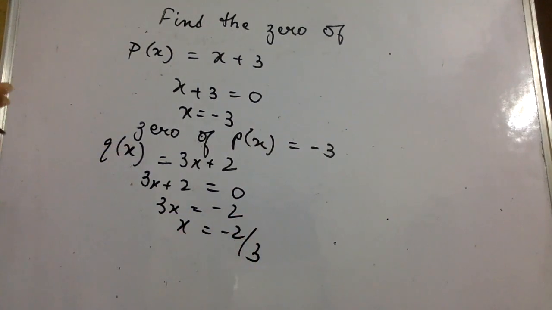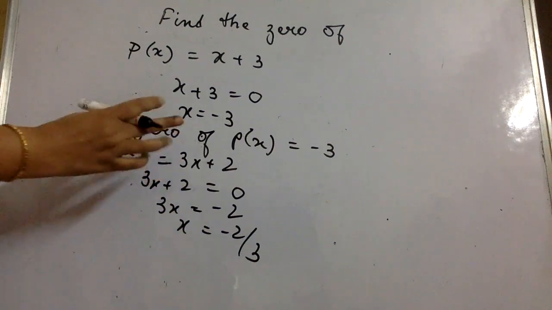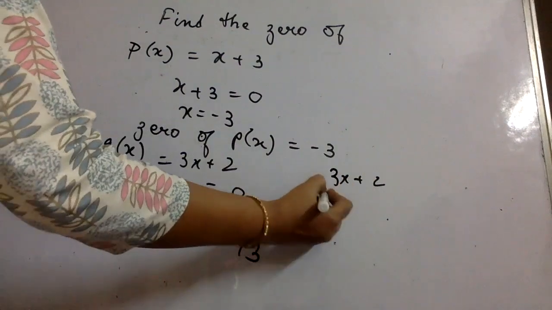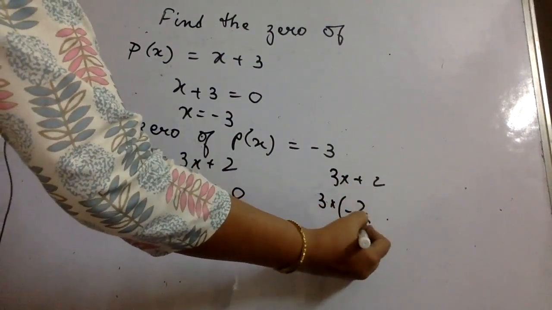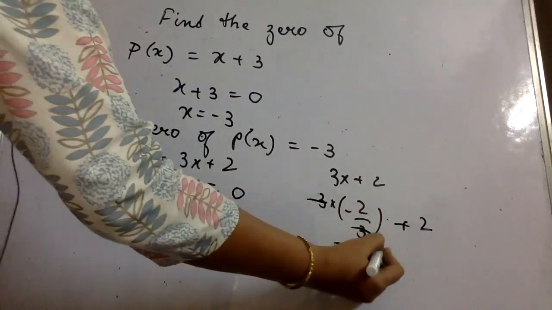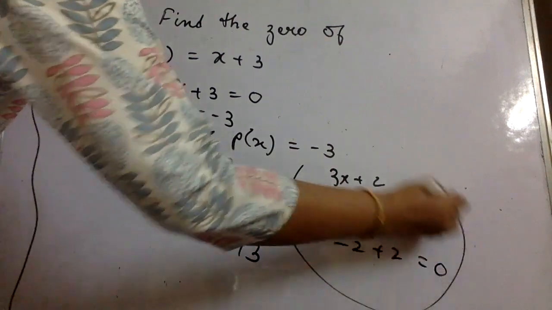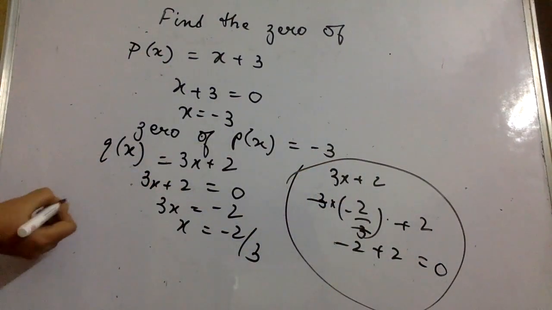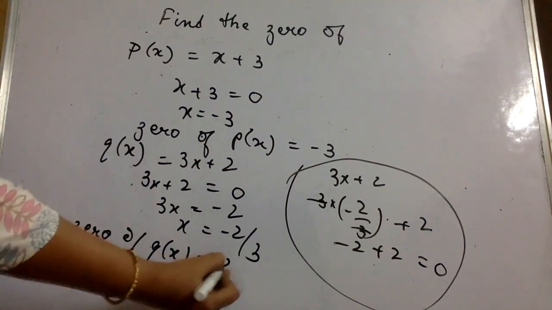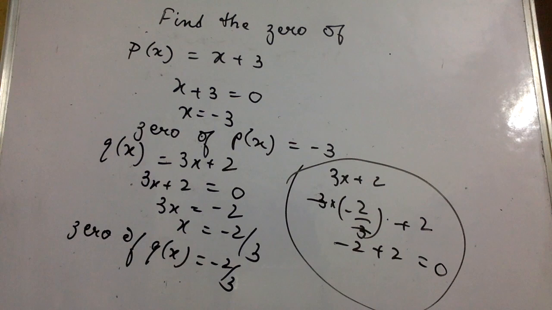Now remember one thing, this can have fractional values as well. So I'll just substitute this value here and show you how it gets converted to 0. 3x plus 2. Okay, in place of the x, I have substituted this value, plus 2. Okay, see, minus 2 plus 2, 0. So this is the 0 of q(x), equal to minus 2 by 3.